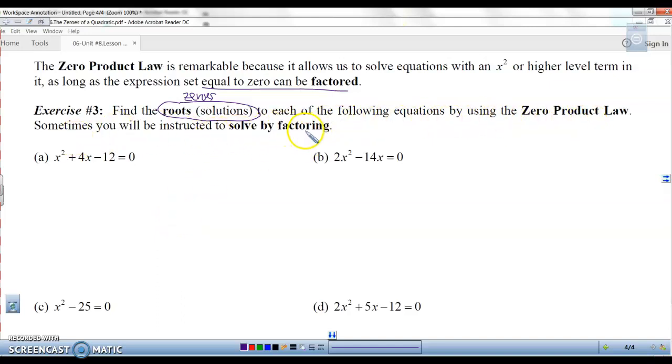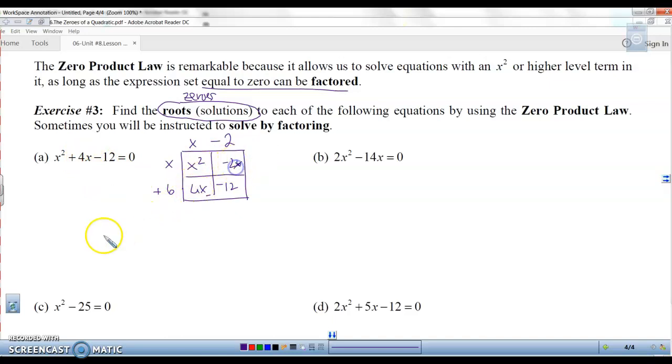Sometimes you'll be instructed to solve by factoring. Okay, so it means the same thing. Either way that you do this, you have to factor. So we have x squared plus 4x minus 12. Okay, do my box, x squared, minus 12. This is going to be x and x. All right, factors of 12 that give me 4. Well, that would be 6 and 2, but I've got to get my signs right. I need this to be plus 4. So that would have to be plus 6 and minus 2 to give me 4. So that gives me 6x and minus 2x to give me the 4.